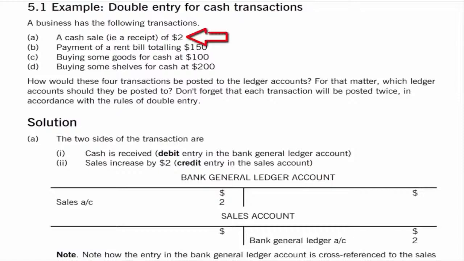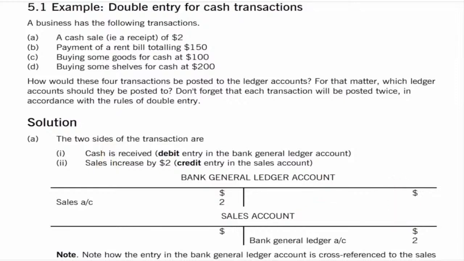Transaction A, a cash sale of $2. What happens? The business makes a sale and receives cash immediately. This increases both the cash account and the sales account. 1. Cash account, asset. When the business receives cash, the cash account increases. Assets increase with a debit. 2. Sales account, income. At the same time, the business earns revenue. Income increases with a credit. Recording in ledger accounts: bank general ledger account, cash, debit $2. Sales account, credit $2.